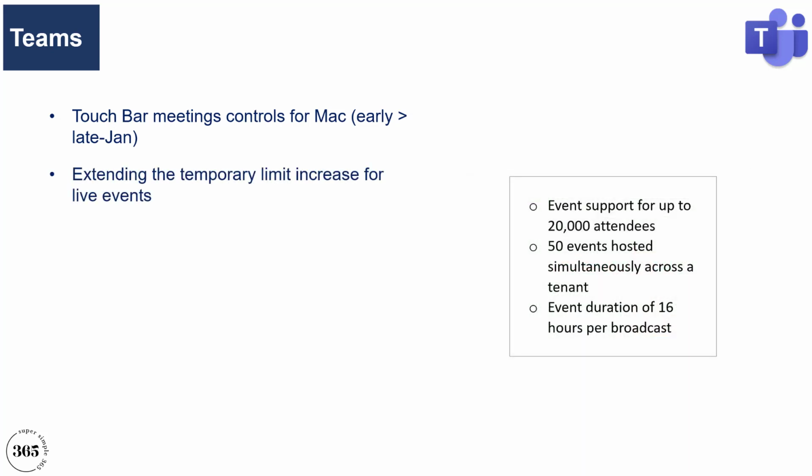Microsoft are extending the temporary limits increase for live events. This gives event support for up to 20,000 attendees and 50 events hosted simultaneously across the tenant, and an event duration of 16 hours per broadcast. That's just been extended, those increases temporarily for another 6 months or so. Thinking back to what I said a few minutes ago with Teams meetings increased to 20,000, you can see there's a little bit of overlap there. So it's worth considering both of those.